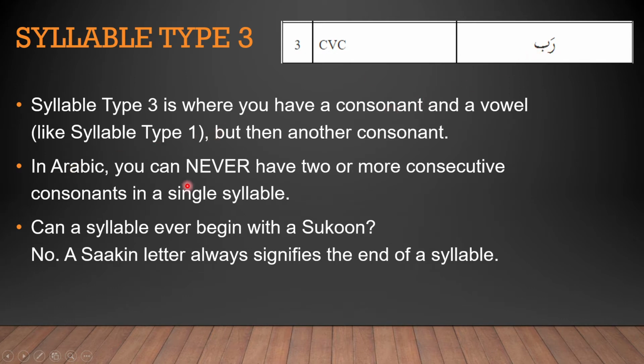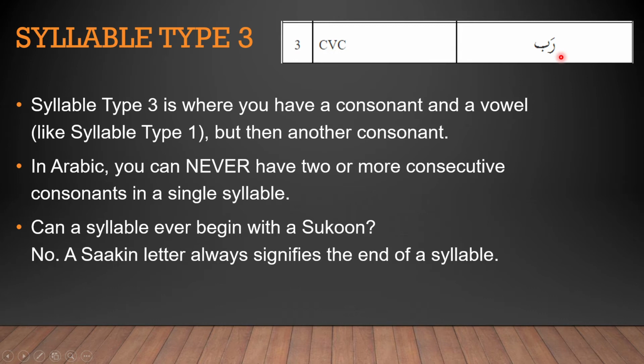In Arabic, you can never have two or more consecutive consonants in the same syllable. Consecutive means one after another. You can't have one consonant after the other without having a vowel in the middle. You have to have a vowel in the middle. A syllable can have more than one consonant, but when it does, there will be a vowel in between. There will be a consonant, a vowel, and then another consonant. There is no Arabic syllable where you have a consonant and then a consonant.